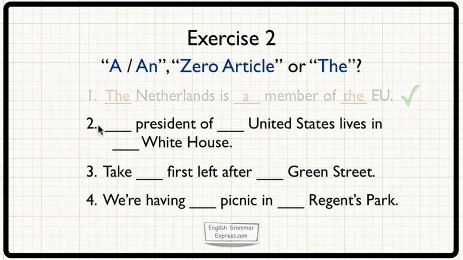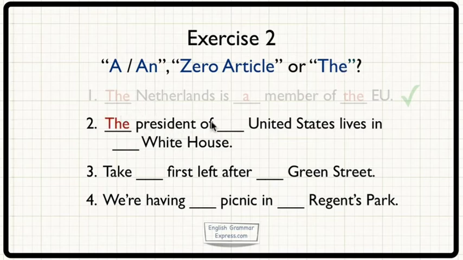Sentence number 2 now. Something president of something United States lives in something White House. Let's start with president first of all. Is this president general or particular? Well, we're talking about a president of this particular country, so this president is particular, in which case we need to use the.